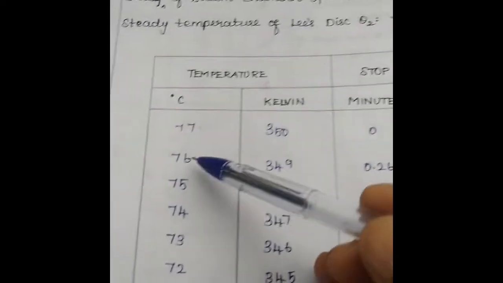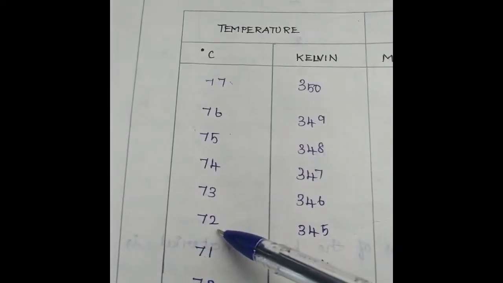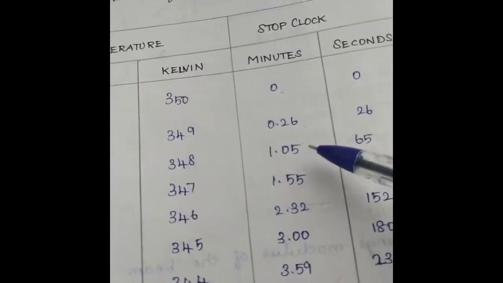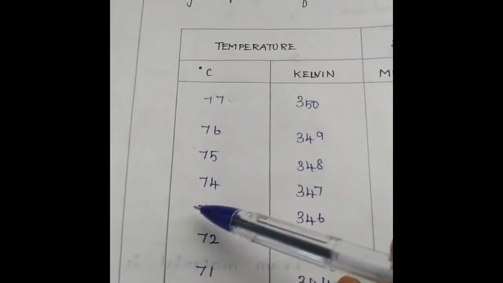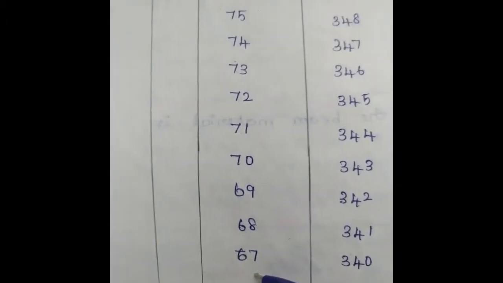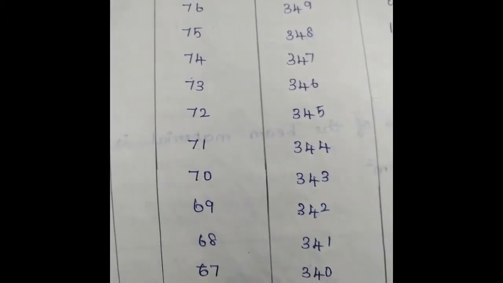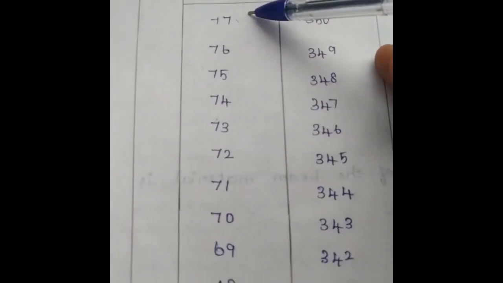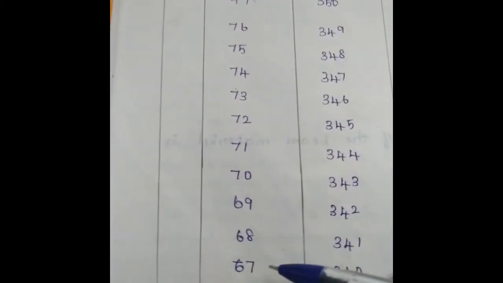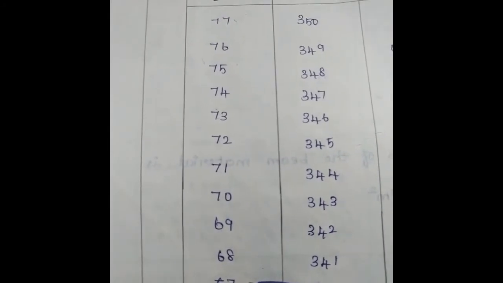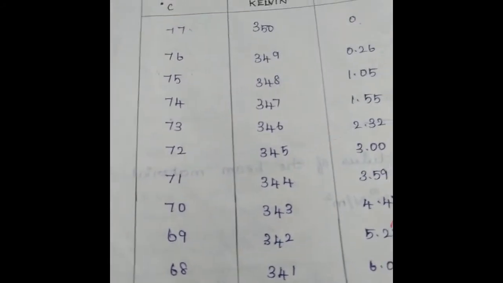You need to repeat the procedure. You need to note down the reading on your stop clock for each degree fall of temperature in the lid until the temperature of the lid goes to theta 2 minus 5. In our case, theta 2 is equal to 72, so 72 minus 5 is 67. You need to observe the stop clock reading from theta 2 plus 5, that is 77 degrees Celsius, to theta 2 minus 5, that is 67 degrees Celsius. So this is what the observation is.